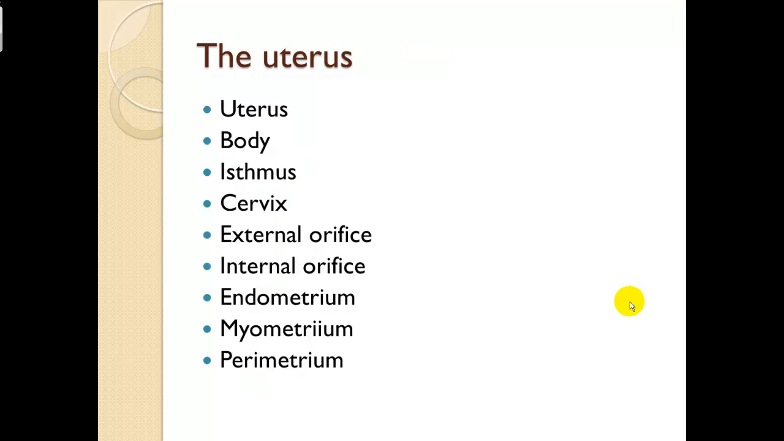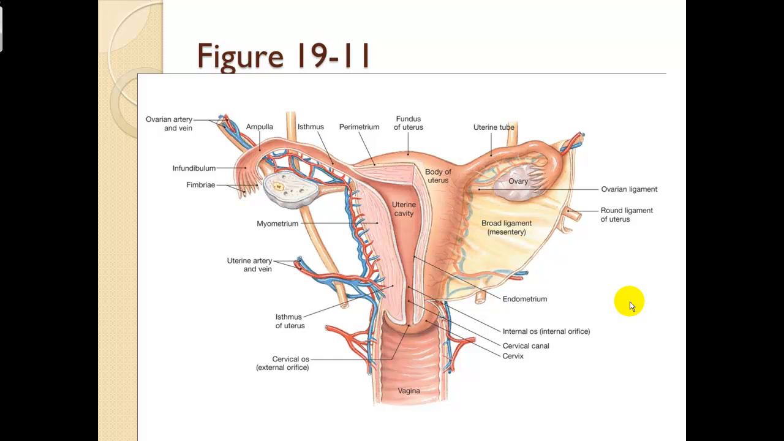Quick general overall anatomy here. Uterus, the body. Isthmus, the cervix. External orifice, internal orifice, endometrium, myometrium, and perimetrium. So let's just start with the uterus here. This is considered the fundus of the uterus up top. Uterine cavity. Body of the uterus here.